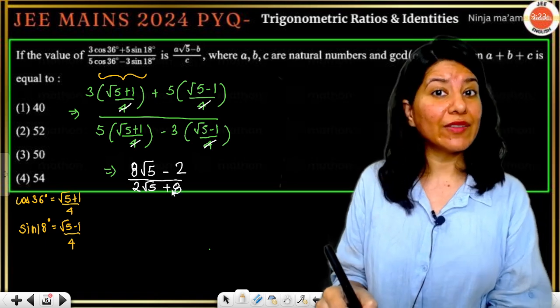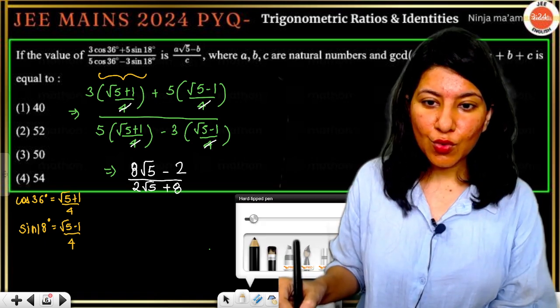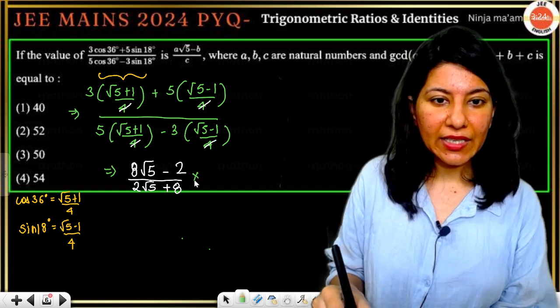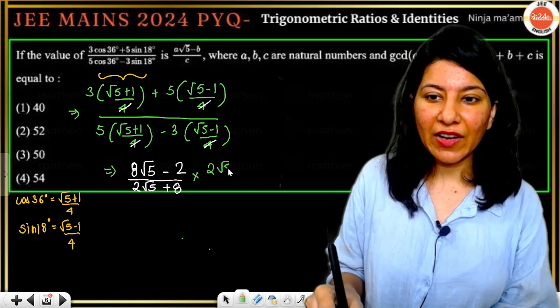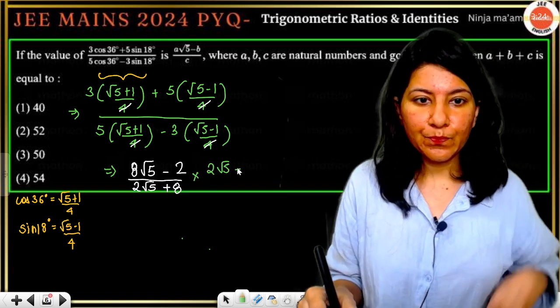Now one more time we have to rationalize. So to rationalize it, I'm going to multiply this by 2 root 5. Okay, hold on.